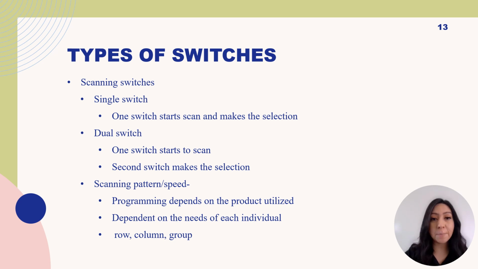So now let's talk about our types of switches. For scanning switches, there are two types, single switch and dual switch. A single switch would be when one switch starts and that same switch makes the selection. A dual switch would be when one switch starts the scan and the second switch makes the selection. And scanning pattern and speed is going to be dependent on the individual and then depending on the program utilized. So depending on the different programs, they may have different customizations or settings that can help you either change the scanning speed between different rows, different columns, or even between groups.